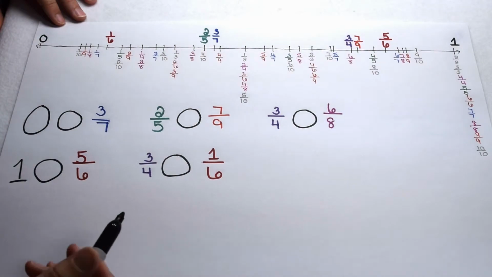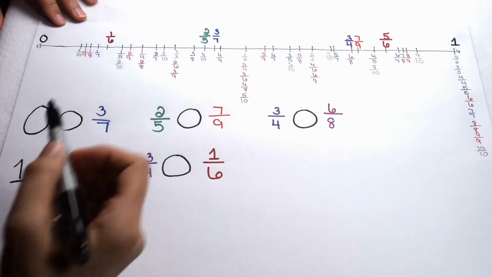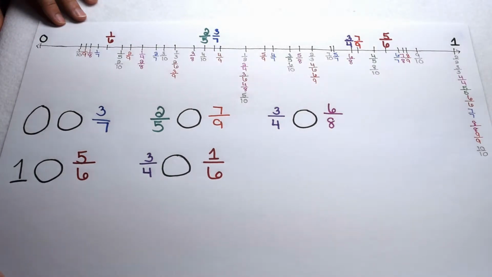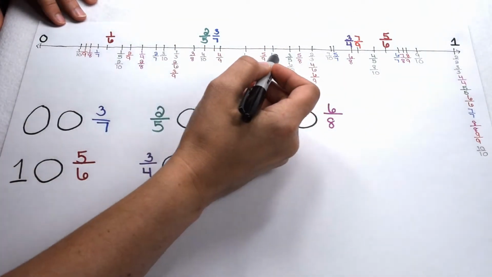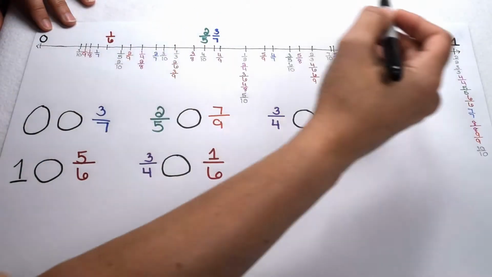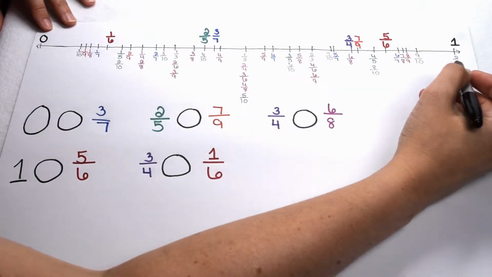On a number line, all our fractions fall between 0 and 1. If we lay them out in order, we can easily compare which one is greater than and which one is less than. The values that fall farther to the left are going to be less than. The value that falls farther to the right is going to be greater than.